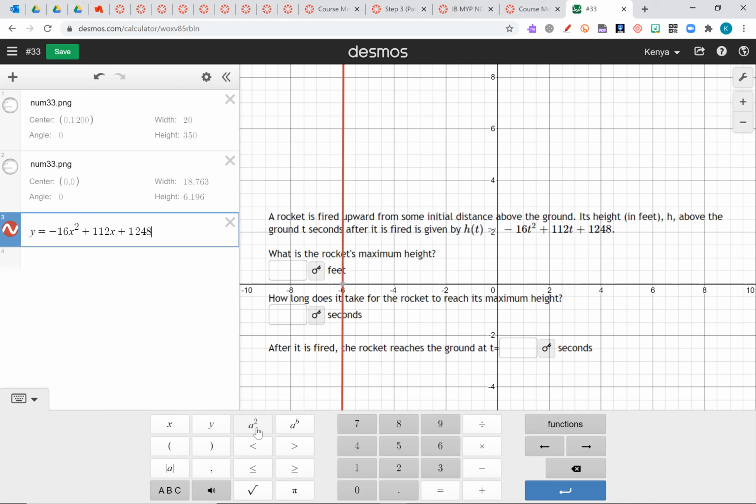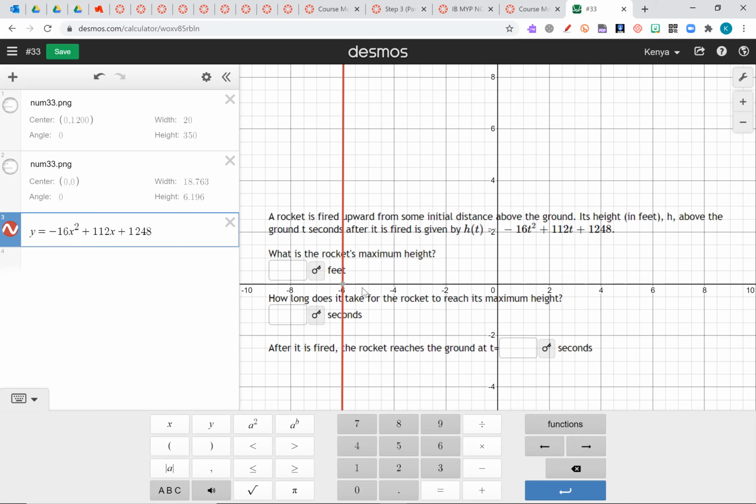The first question says, what is the rocket's maximum height? So, first of all, when you think maximum, I want you to think vertex. When we learned key features last week, we learned that the vertex is the maximum or the minimum value of a quadratic function. So in this problem, when they ask us for the maximum height, they're definitely asking us for the vertex. Remember, the vertex is a point. It has an x coordinate and a y coordinate. We have already established that h is going to be y here, and t is going to be x.